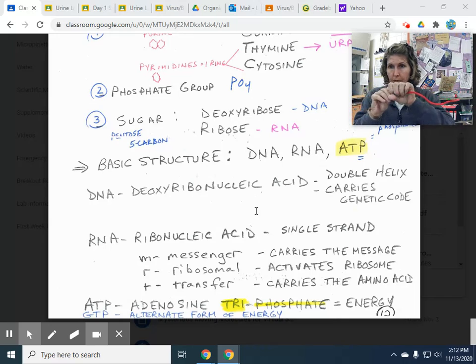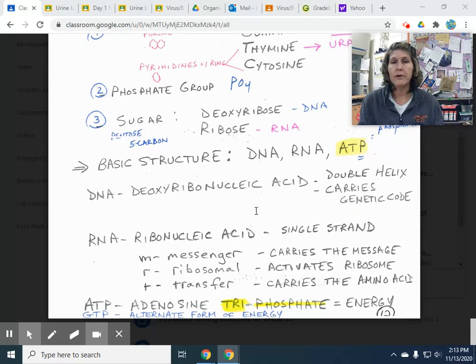Once it hooks onto the ribosome, the ribosome starts reading the code on my messenger RNA that came from DNA. And as it's reading that code, it's kind of yelling out so transfer RNA can come in and bring the appropriate amino acid for them to start stringing together to make my protein for me.